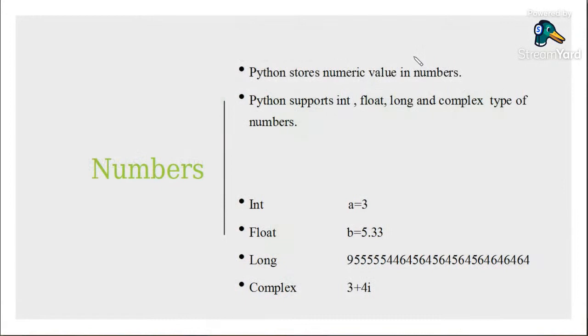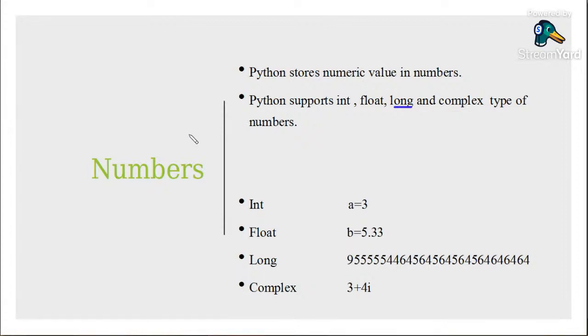Now the first data type of Python is numbers. If you want to store numeric values in Python, you can use numbers. Python supports integer, float, complex type of numbers. The long data type is not supported by Python 3, but it is supported by Python 2. Nowadays, even if it is long, it will be considered as an integer. So if you want to store numbers in a Python variable, you can use integer, float, or complex type of numbers.